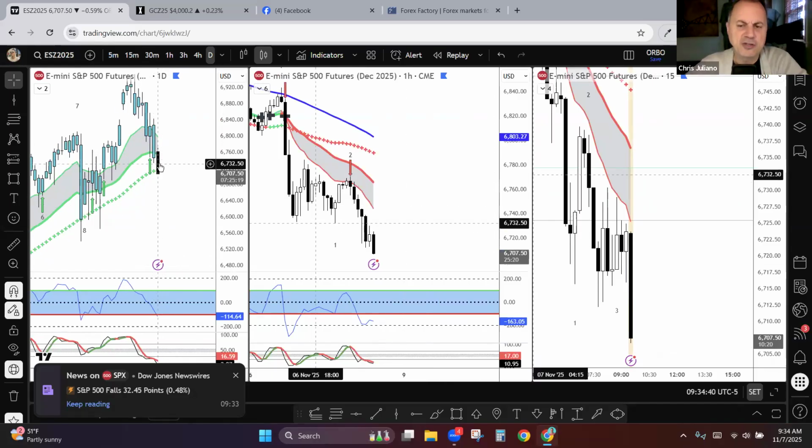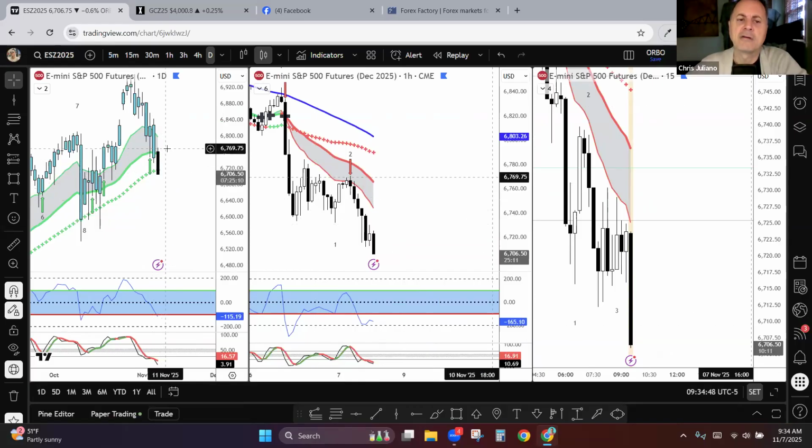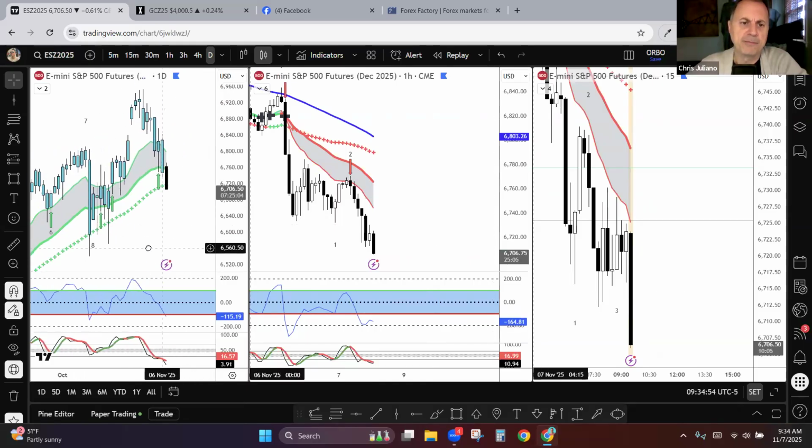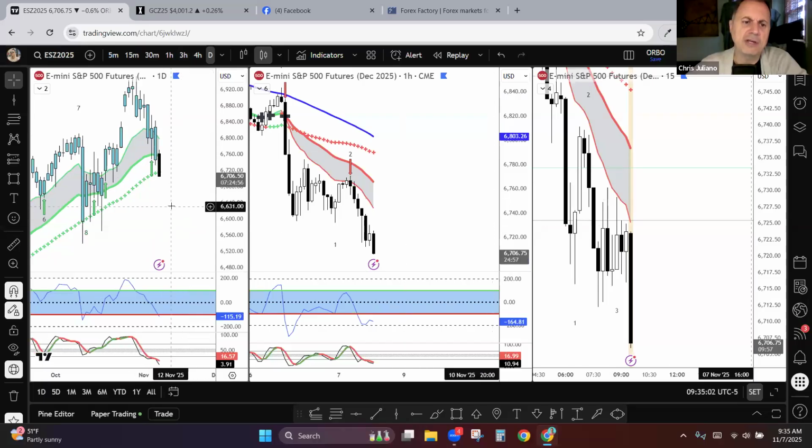But this has to close. Is this going to close below the 50? Or is it just going to stretch down here and then recover? In which case, we're going to have more downward movement. But the market sentiment is to the downside here because it wants to recalculate.